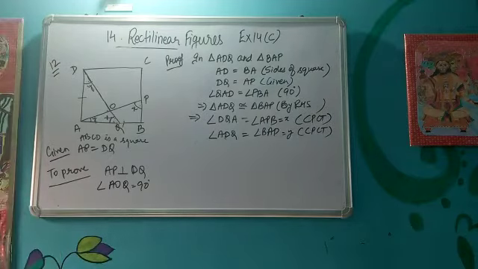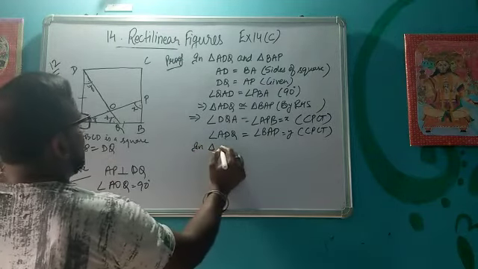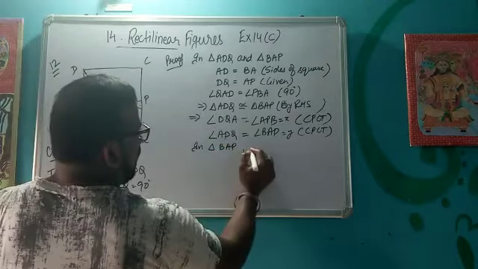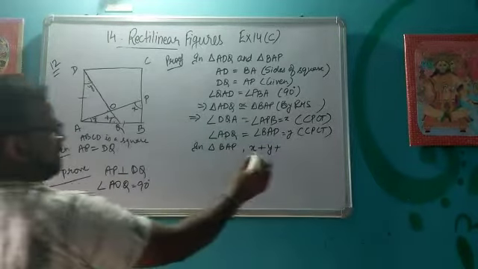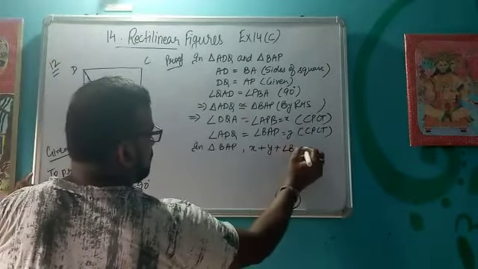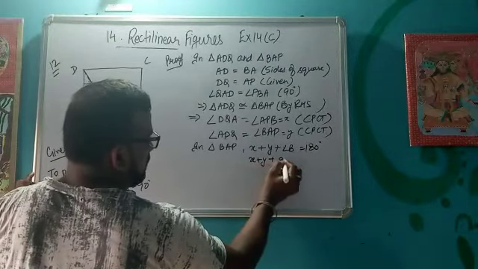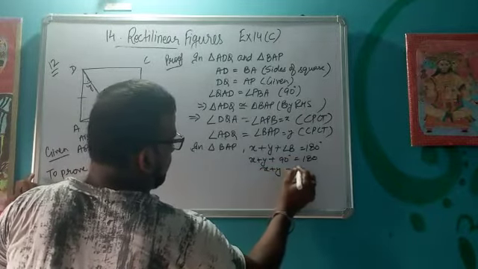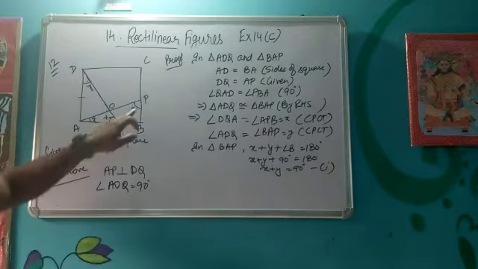So what we will do, we will take any triangle. Suppose I take DAP, X plus Y plus angle B is equal to 180 degrees. And what is B? 90 degrees. So from here I will get X plus Y equal to 90 degrees. Okay, this plus this, angle sum property.